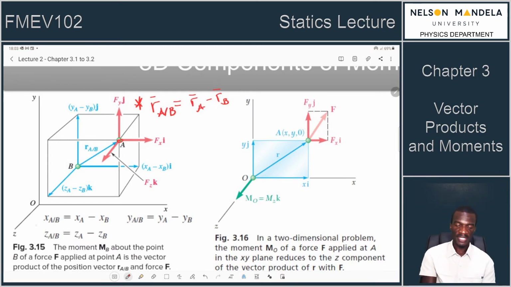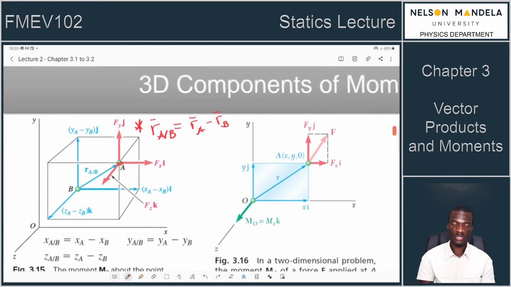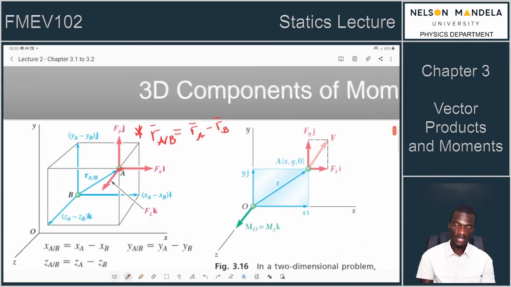So you will notice that the x component of this vector will simply be your x at A minus x at B, the y the same, the z the same. Why are we doing this? Because we will not necessarily be given the origin as the first location about which we want to find some moment.